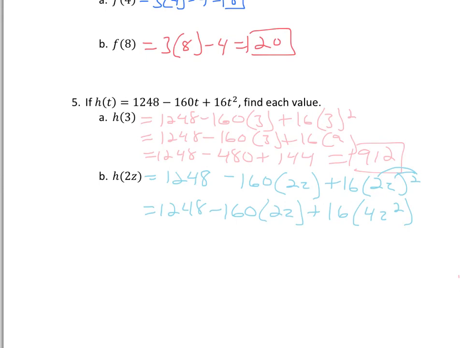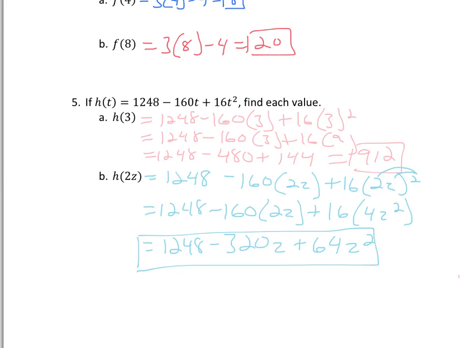Now we can do our multiplication just like we did above. 1248 minus, 16 times 2z is 320z plus 16 times 4z squared, 16 times 4 is 64, z squared. And that's as far as we can go, so we could just leave it right there because there are no like terms. And that's it.